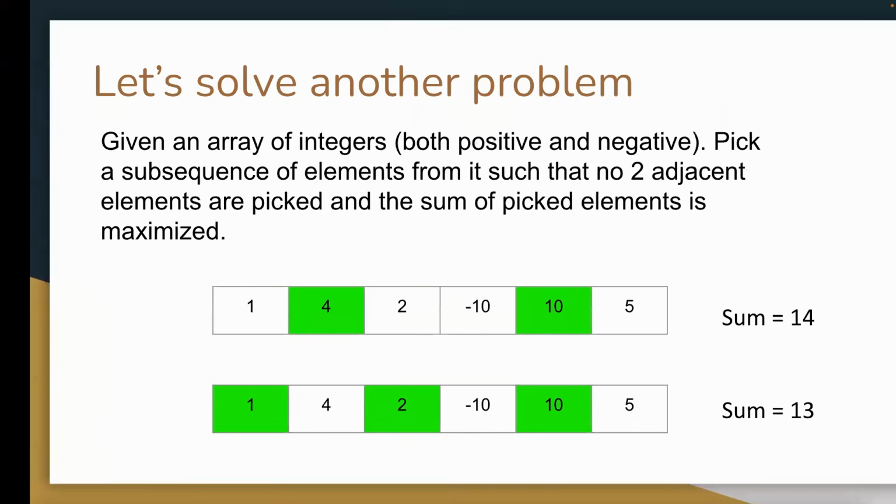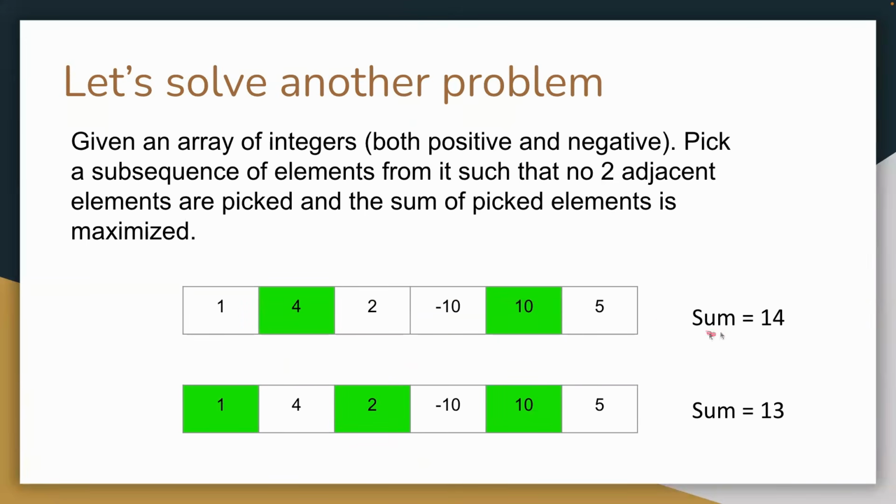All right. So I hope the example is clear. Like the first one is giving you a sum of 14 and the second one is giving you a sum of 13. Both of them are valid subsequences. But a sum of 14 would be a better choice, right?